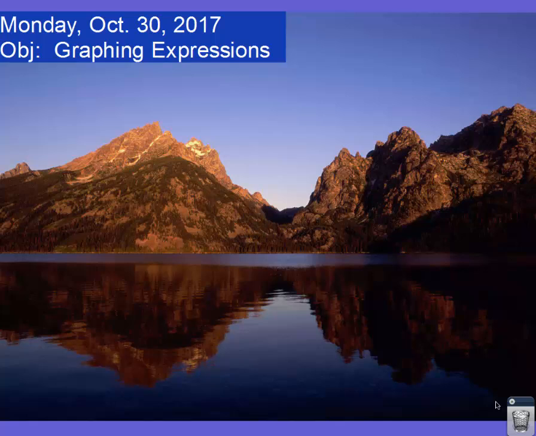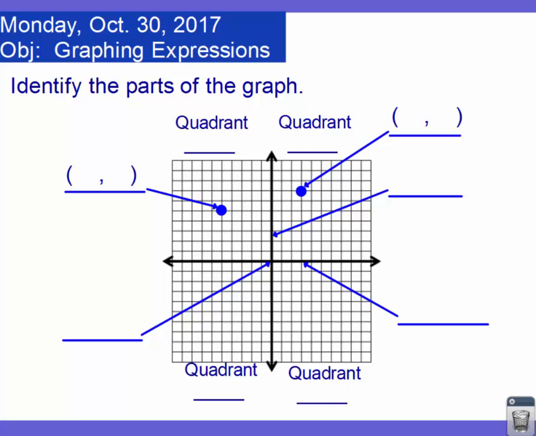Hello class. Today we're going to talk about graphing expressions. This is the next step in evaluating expressions with t-charts. Today we get to find out why we create a t-chart. But first, let's review a few things about a graph.